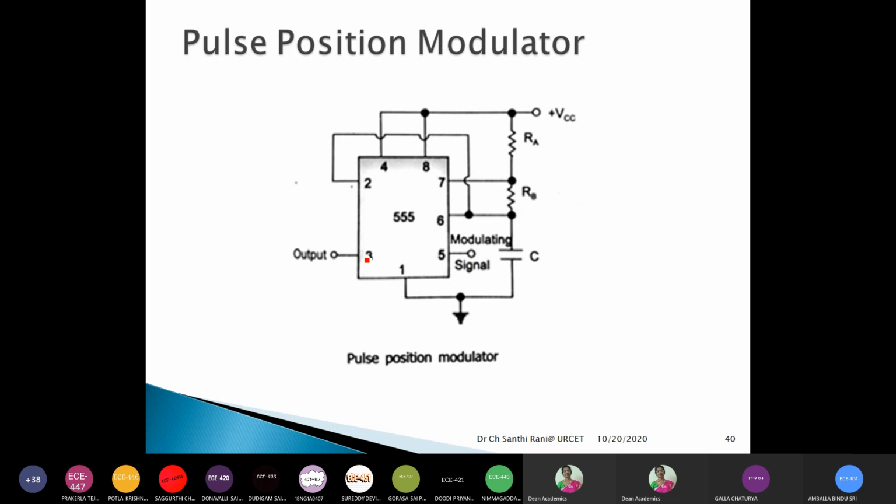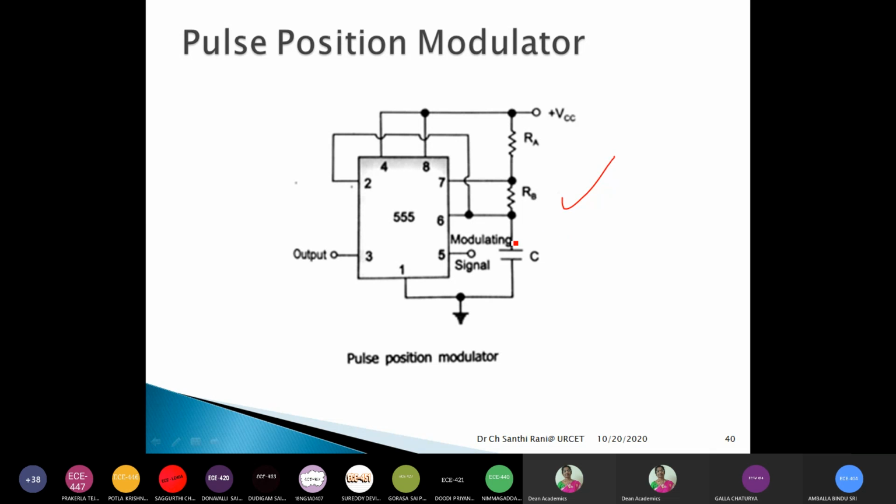Same connection, right? Third pin is the output pin, the second pin is connected to the sixth pin, and RC. That means just the IC as it is, and the only external parts are RA, RB, and C, the same. So there is no change at all in the pulse position modulator.